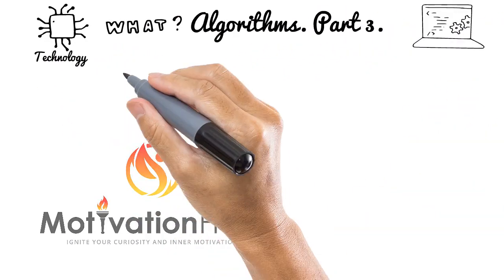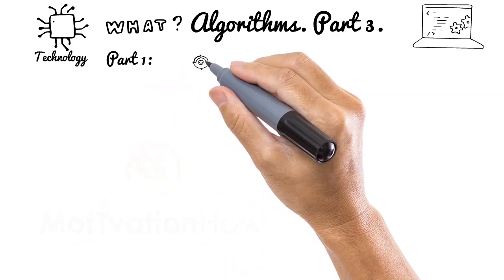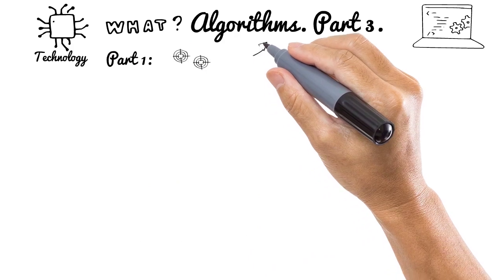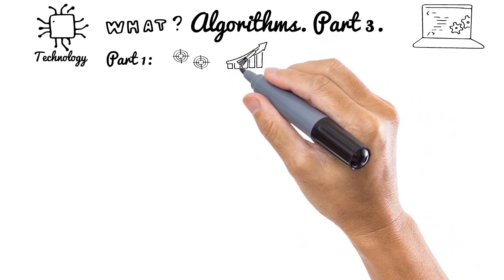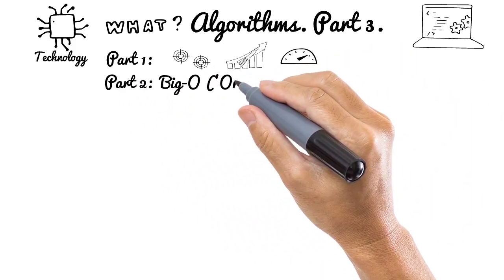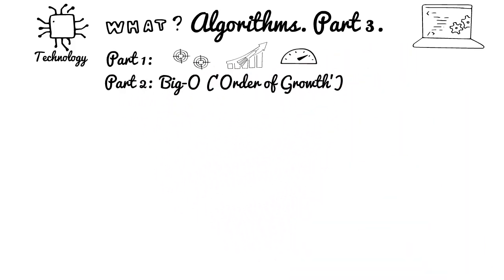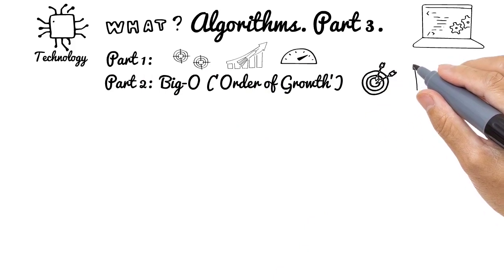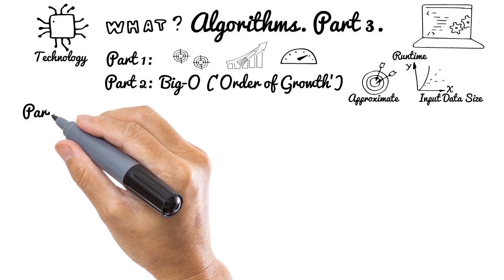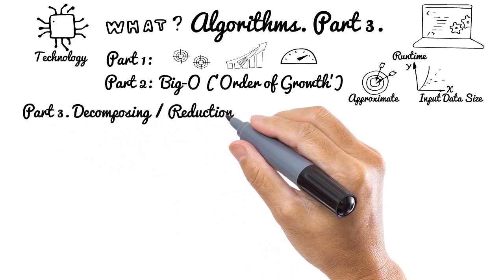In the first part, we started discussing algorithms and different goals for different people when developing algorithms, as well as what is considered to be an effective algorithm, with a focus on faster running time. In the second part, we discussed how we can roughly estimate algorithm runtime by using the order of growth concept, also named Big O. Let's move to the next topic, decomposing, reduction.